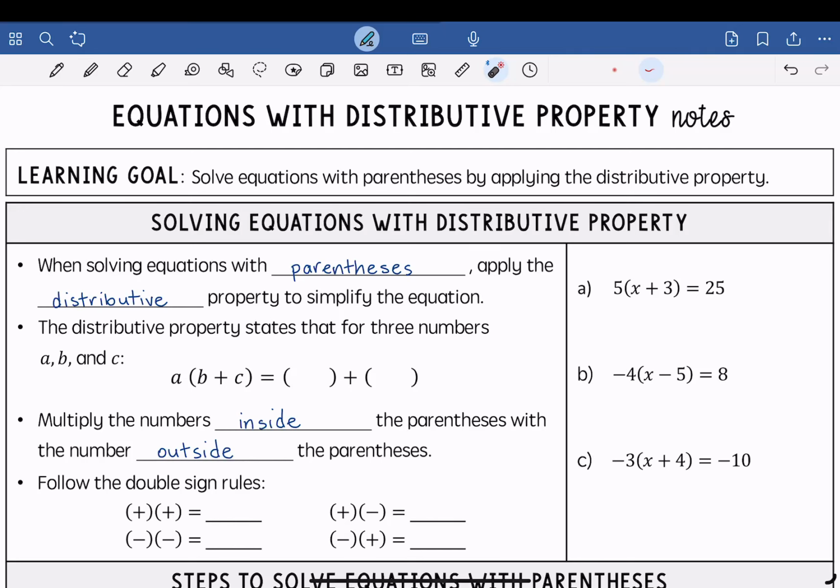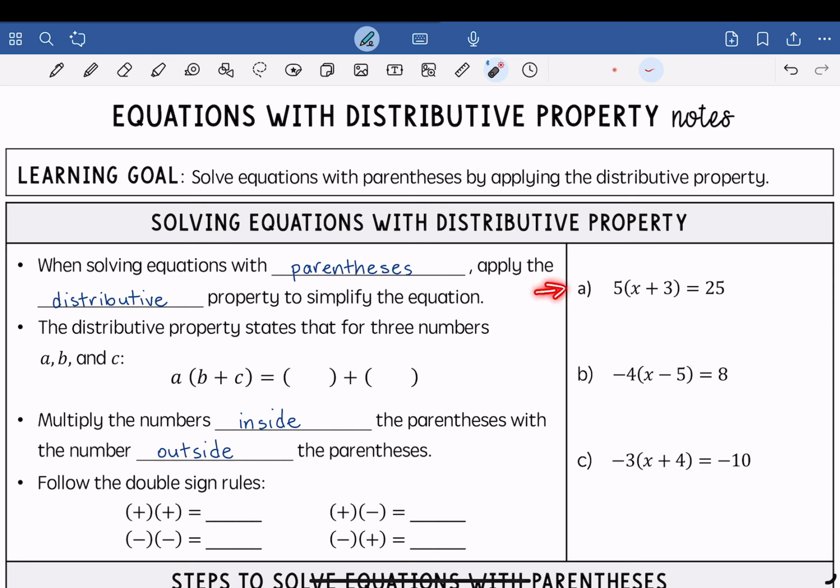Equations with distributive property notes. The learning goal is to know how to solve equations with parentheses by applying the distributive property. When solving equations with parentheses, apply the distributive property to simplify the equation.